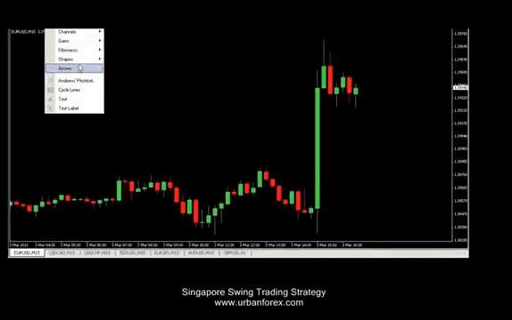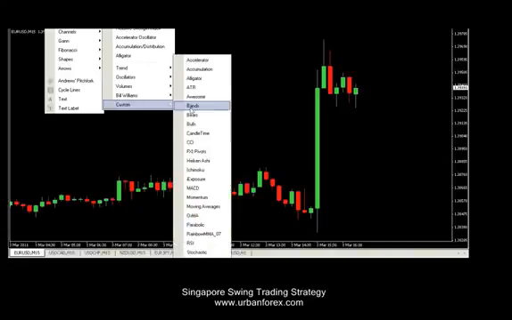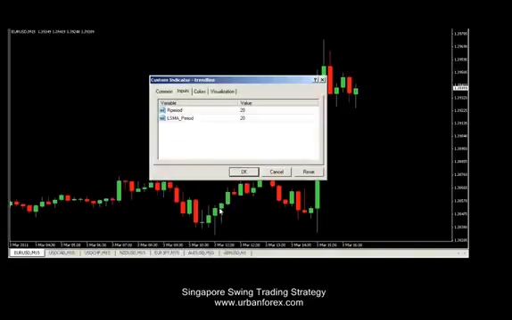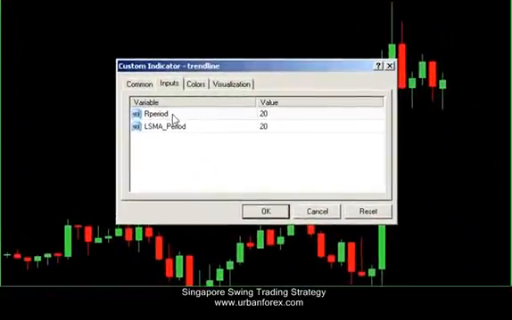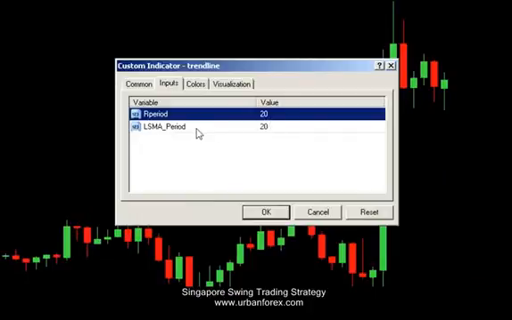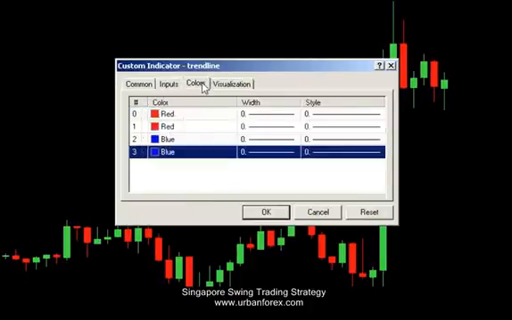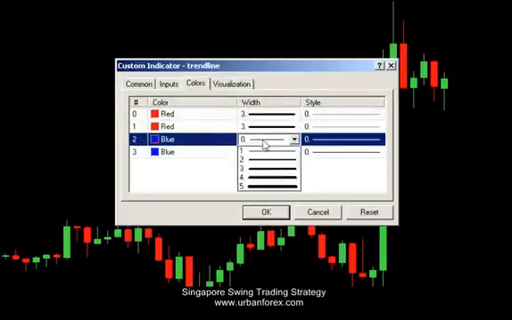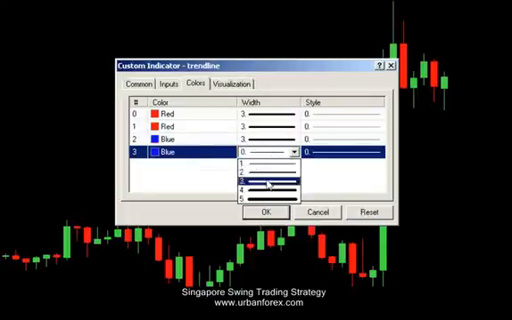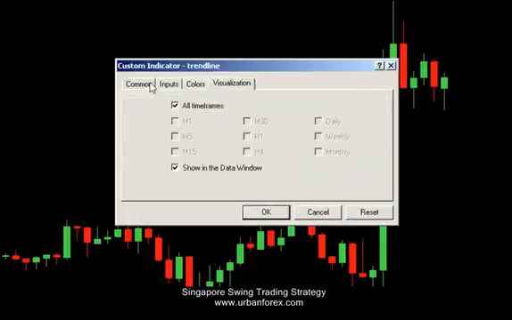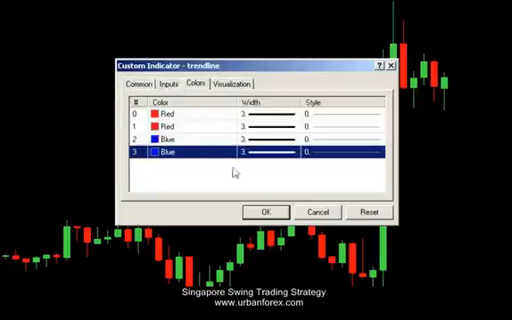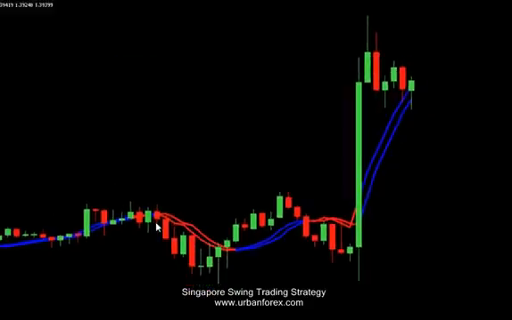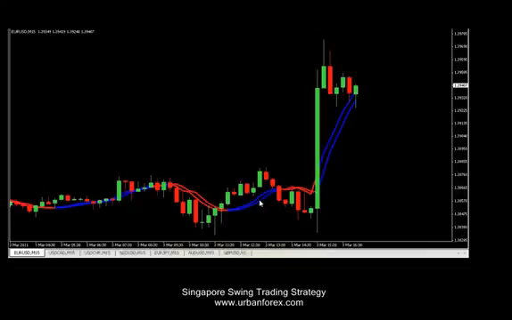Let's insert the custom indicator that you have downloaded, which is called the trend line. You want to keep the period at 20 and the LSMA period at 20. What I usually want to do with the width is make it a little bit thick so I can view it quite clearly. Let's make those all 3, and we can leave everything else the way it is. Let's click OK. Everything is drawn. You can see an uptrend is in blue, a downtrend is in red.